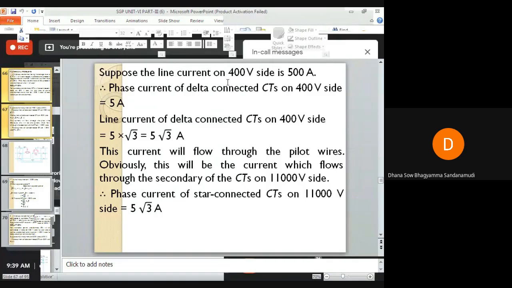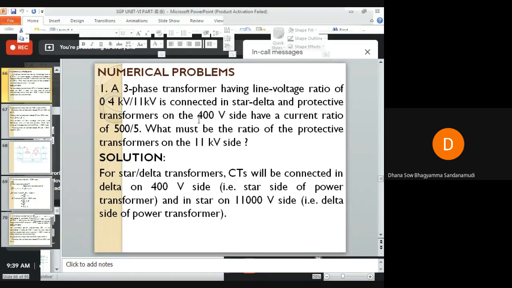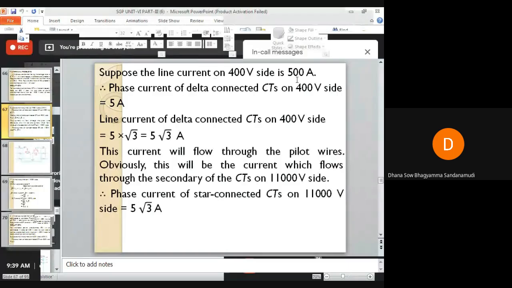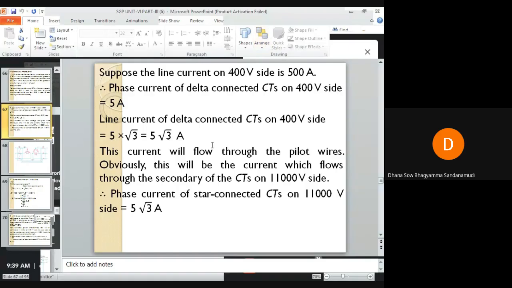Now let us assume that the line current on the 400 volt side is 500 amperes. Already they have given some ratio here, current ratio of 500 by 5. So let us assume the line current is 500 amperes. Now the phase current of the delta connected CT on the 400 volt side will be 5 amperes. Okay, so line current is 500 means phase current will be 5 amperes, depending on the given data in the problem.